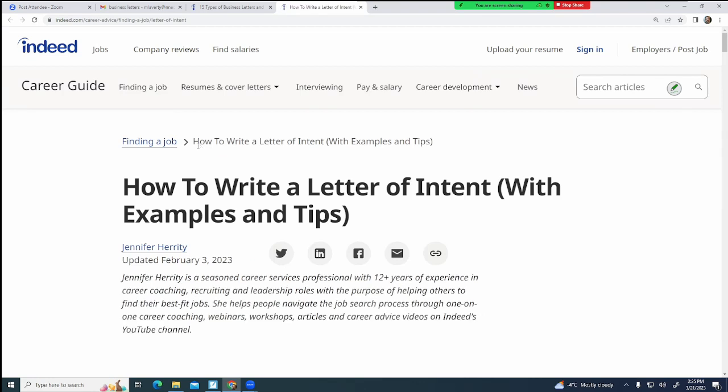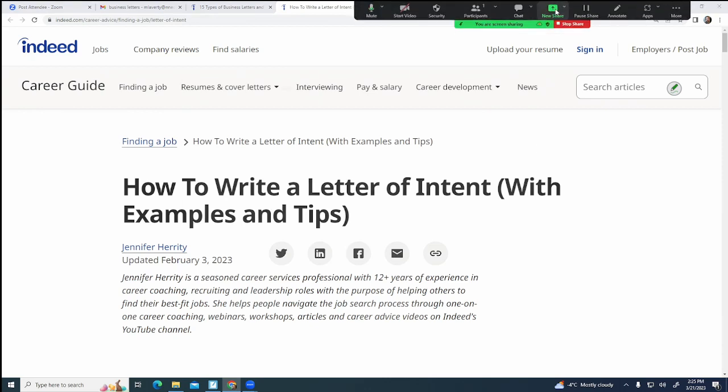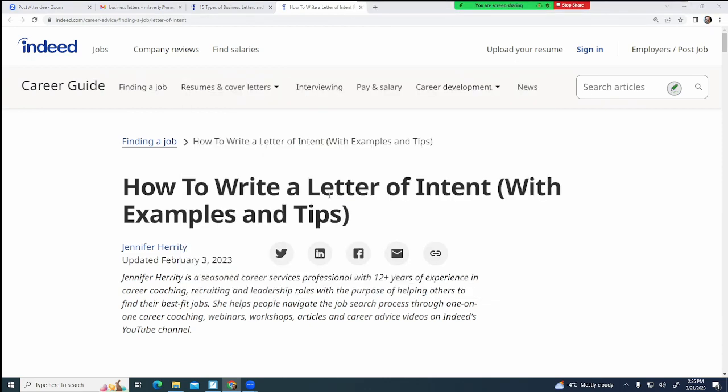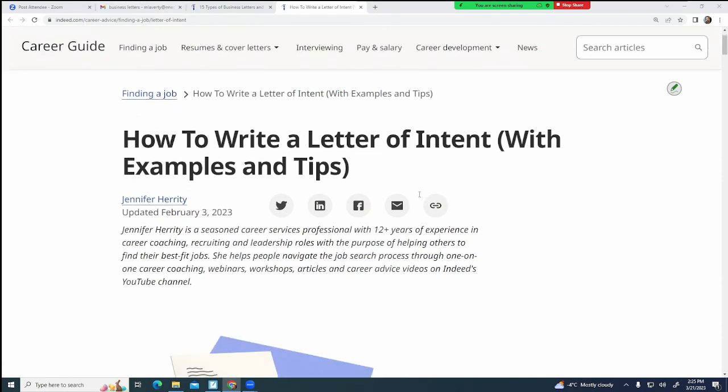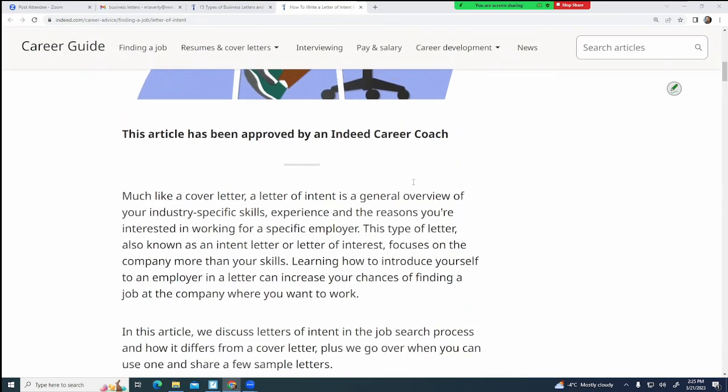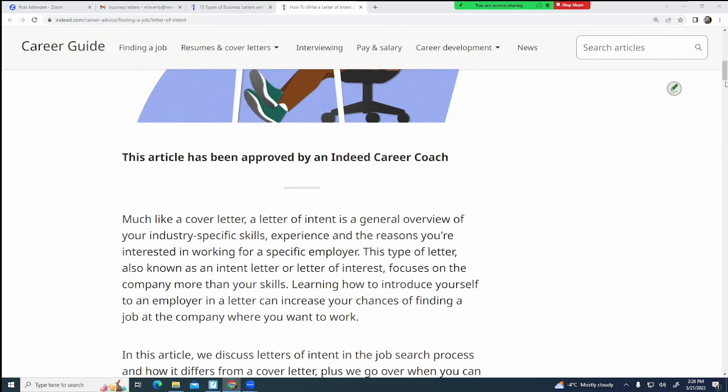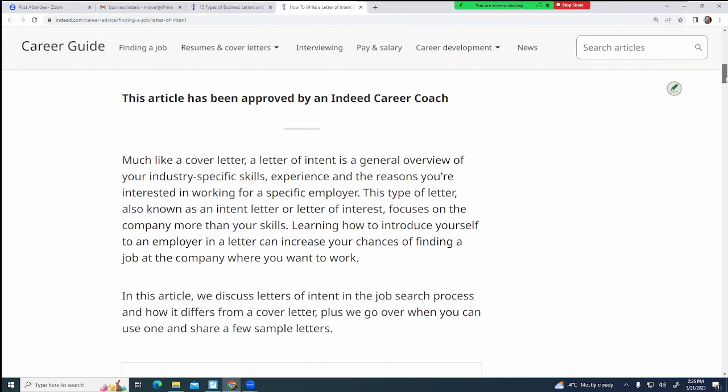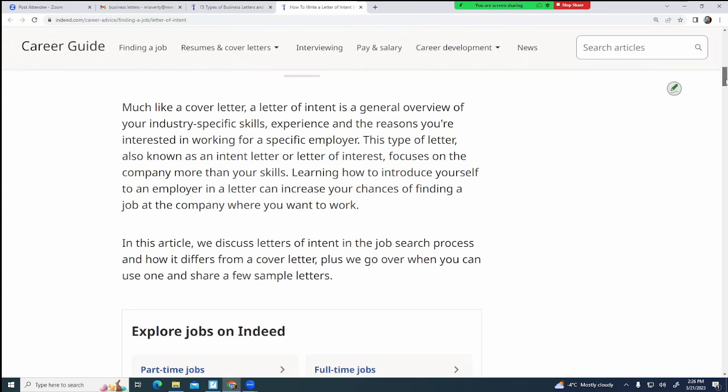So, if you click on one of them, for example, "How to Write a Letter of Intent with Examples and Tips," and we go down, most of these articles follow a typical pattern where they'll give you some general context. So this one, for example, reads: "Much like a cover letter, a letter of intent is a general overview of your industry-specific skills, experience, and the reasons you're interested in working for a specific employer.